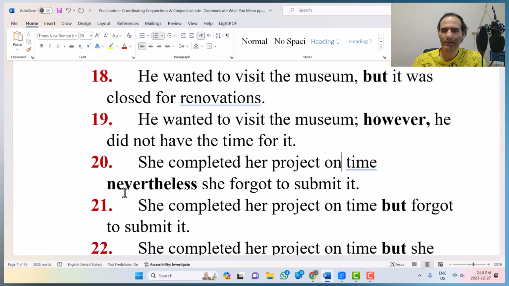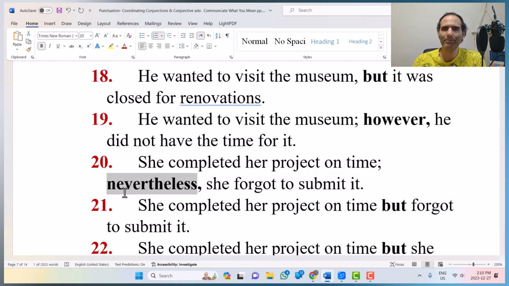She completed the project on time; nevertheless, she forgot to submit. Conjunctive adverb, a semicolon before, a comma after. And let me tell you something, conjunctive adverbs always connect 2 independent clauses together, not 2 phrases.